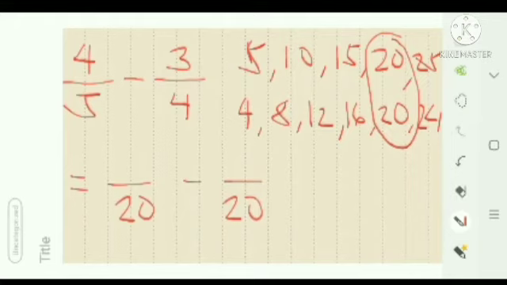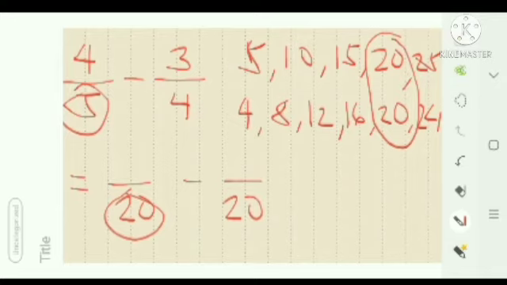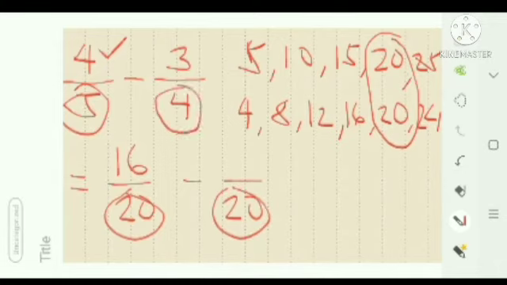So we have 20 divided by 5 is 4 times 4 is 16. So our first numerator is 16. Next, we have 20 divided by 4 is 5 times 3. 5 times 3 is 15. So we have 15 over 20.